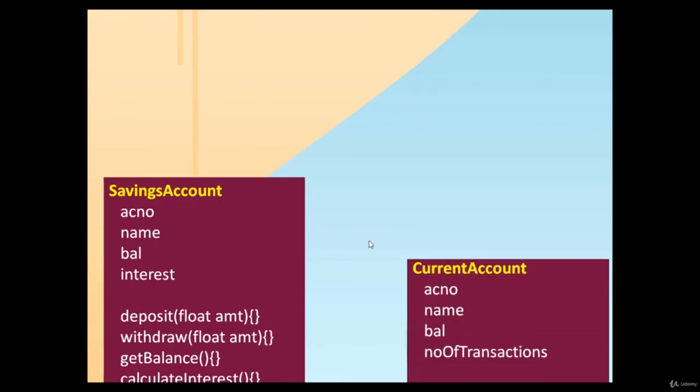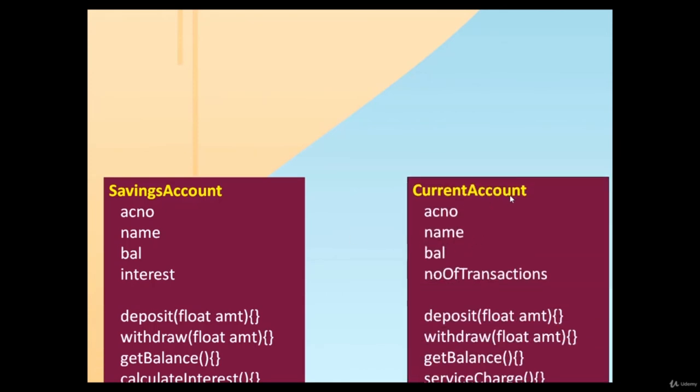And the other type of account we have is the current account. In a bank, we have a current account. That current account has account number, name, balance. And in a financial year, the bank will allow only a limited number of transactions. For example, 12 transactions may be allowed. But if more than 12 transactions happen, the bank will charge some service amount, a service charge they will collect.